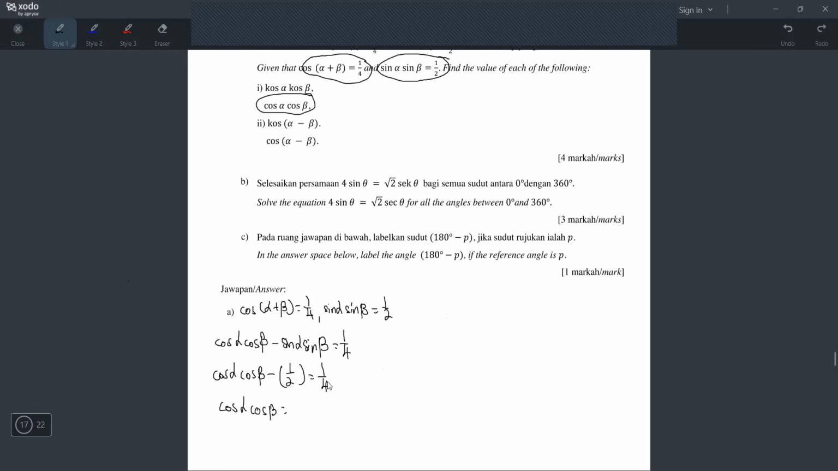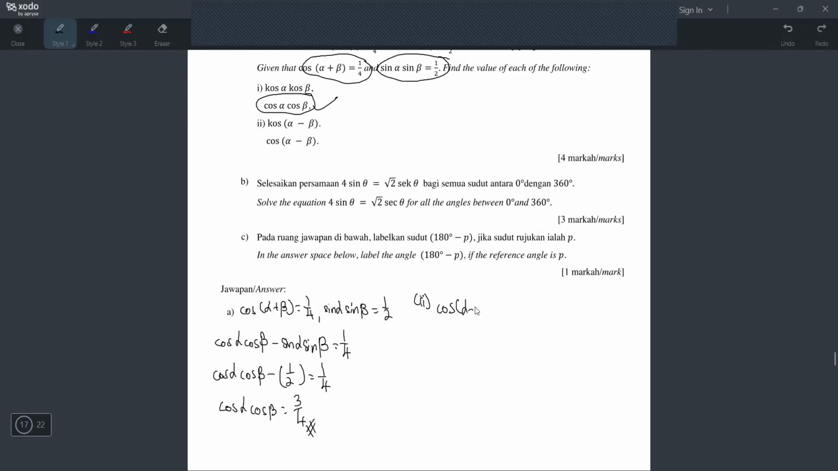So what is 1 over 4 plus 1 over 2? Okay, my calculator gives me 3 over 4. So that's the answer, and you can stop here already. You don't have to find cos, no need already. They just want you to stop here. They want you to find cos alpha cos beta, so this is the answer. Okay, second question. They want me to find cos alpha minus beta.